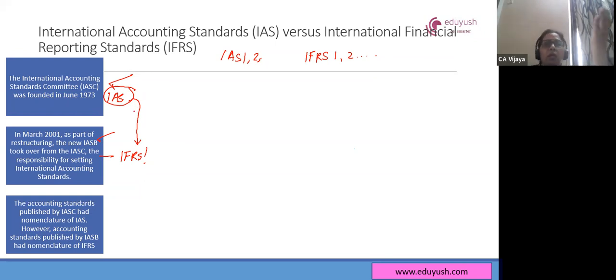So earlier accounting standards had the name IAS 1, 2, 3, 4, because they were set by the International Accounting Standards Committee. From March 2001, when this was taken over by the IASB, the accounting standards started to get set by the new body. The new body said, we will relook at the IAS, and if we want to change, we will put it into the format of the IFRS. So an IAS would become redundant and an IFRS would come into the picture. Also, this body said that new accounting standards set from today on topics that are not there under IAS, we will put with the nomenclature of IFRS.